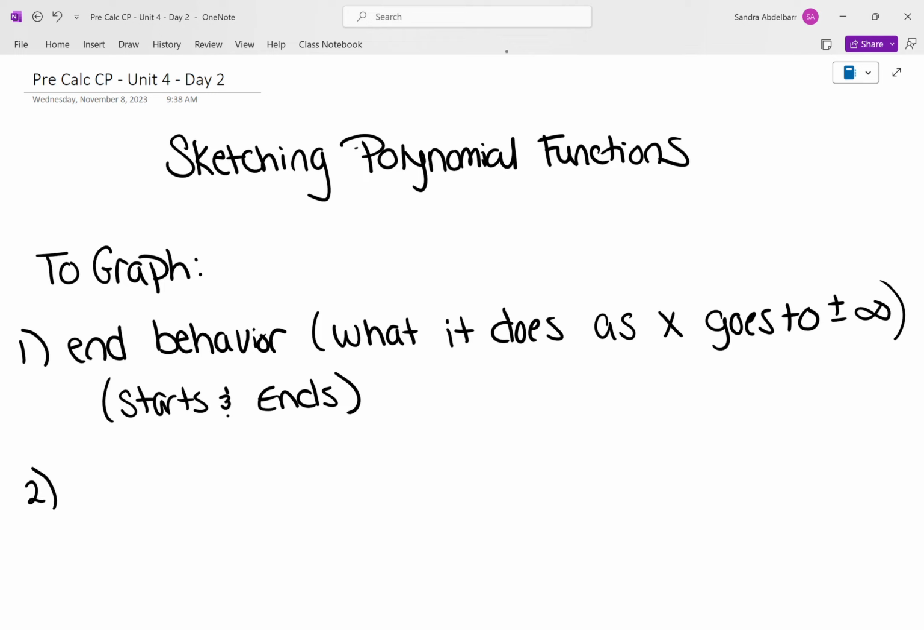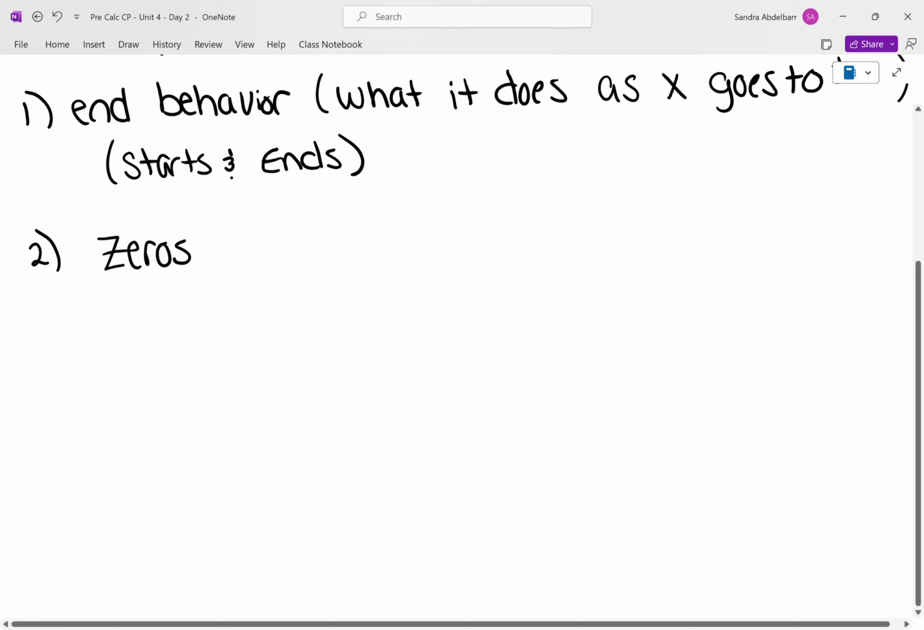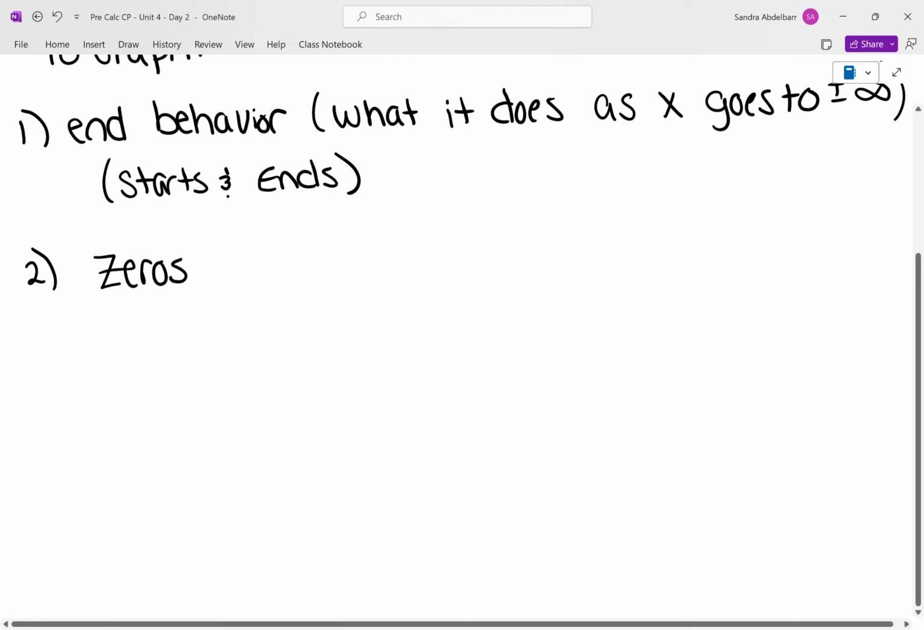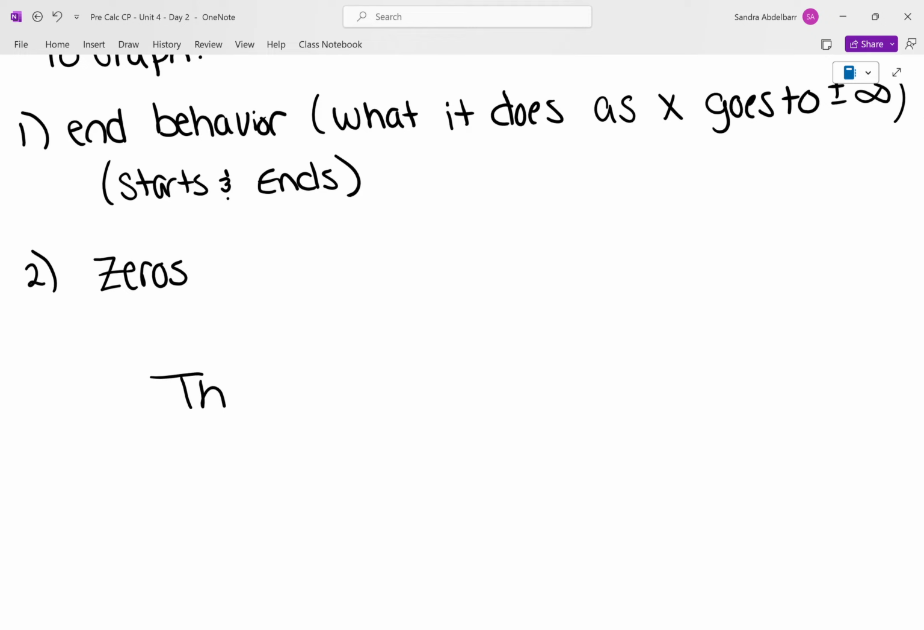Next thing we're going to look at are the zeros. And what do I mean when I say we're going to look at the zeros? Where the graph does what? Hits the x-axis. When I say we're going to look at the zeros, where the graph hits the x-axis. Okay. Let's talk about things that determine the end behavior.